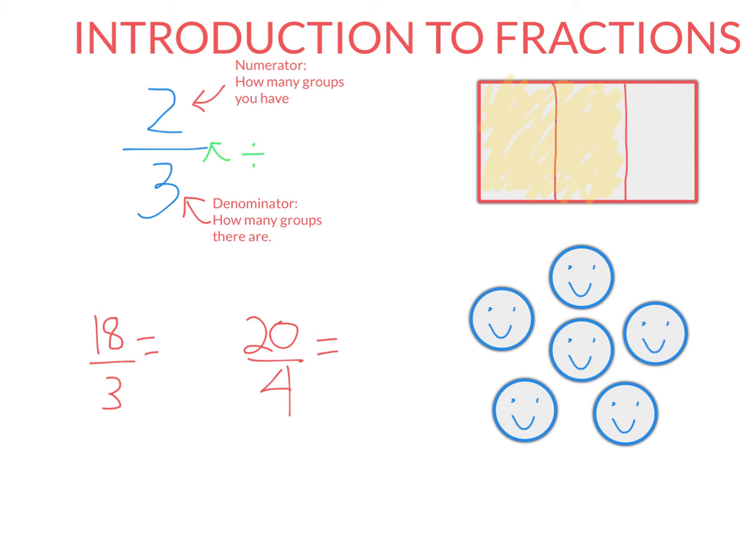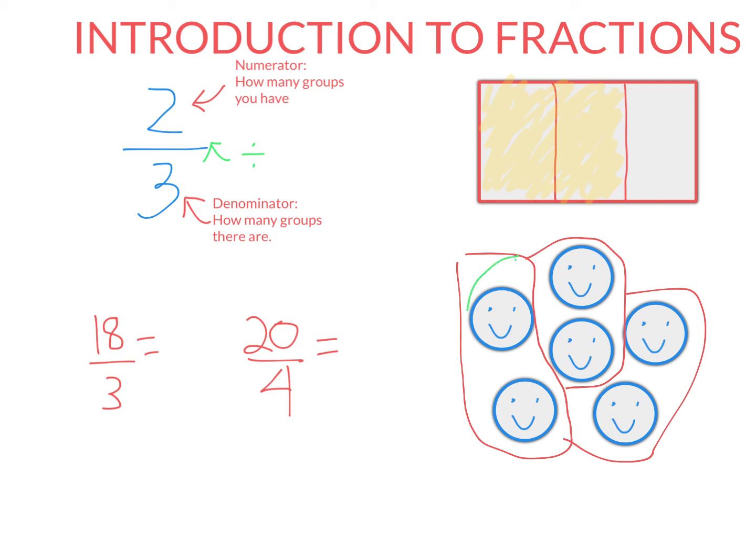Another way to display that is with these smileys here. I have 6 smileys, and we're going to find 2/3 of them. The bottom number being 3 means that I divide this into 3 equal groups. So there's one group there, and one group there. 2/3 means I have 2 of them. So 2/3 of this collection is this smiley, this one, and this one. These 4 smileys represent 2/3 of the collection because I divided the collection into 3 groups and I have 2 of those.